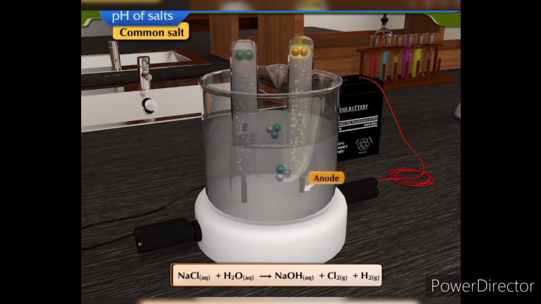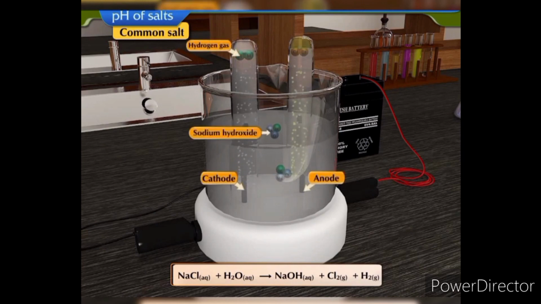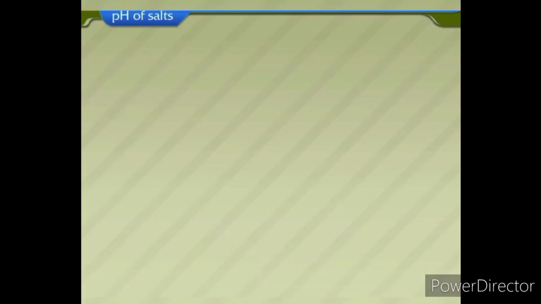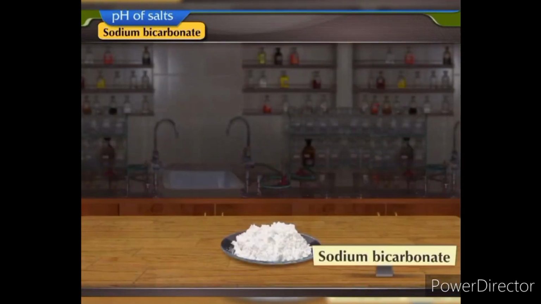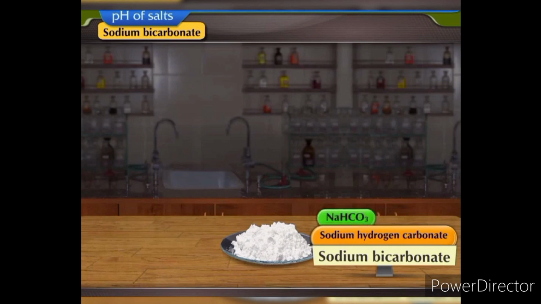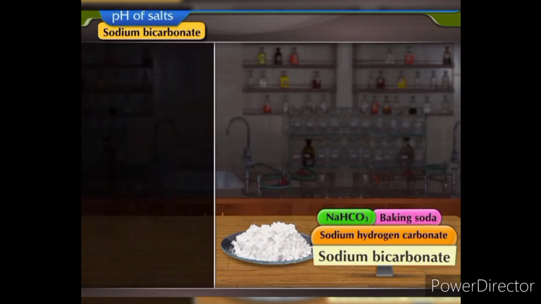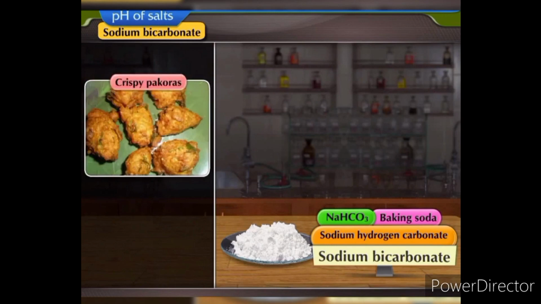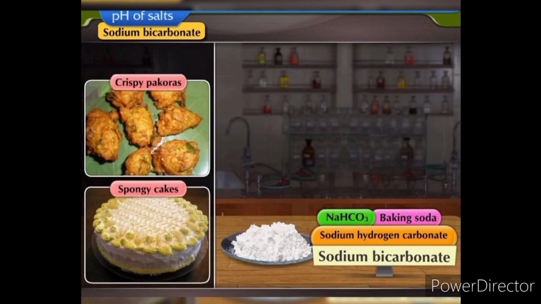Chlorine gas is liberated at the anode and hydrogen gas is liberated at the cathode. Sodium hydroxide solution is formed near the cathode. Sodium bicarbonate. Sodium bicarbonate is also known as sodium hydrogen carbonate. Its chemical formula is NaHCO3. It is commonly known as baking soda. This is the soda which is commonly used in making tasty crispy pakoras. It is also used while baking spongy cakes.